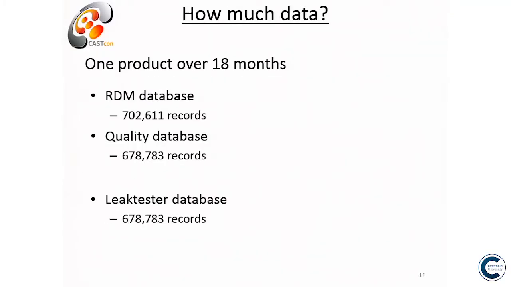So how much data? As I said earlier, the IT department are going to go mad. We can't store all this information. Very, very difficult. So from one of the products, it's been running for roughly 18 months. On the RDM database, it's about 700,000 records. There's about 80 columns in the database. From the quality database, there's just under 700,000 records. And then yet again, in the leak test database, there's just under 700,000.